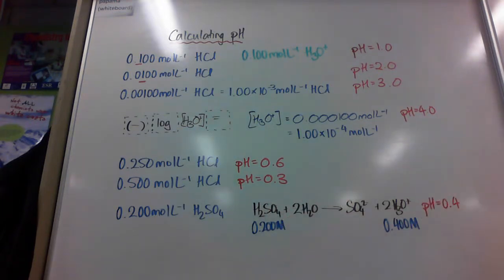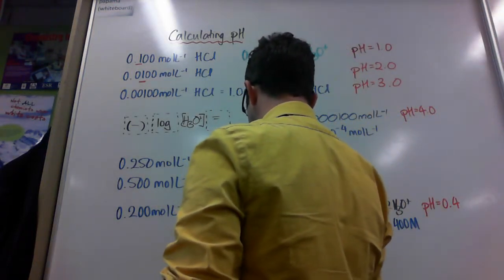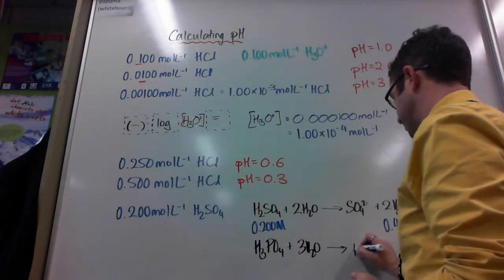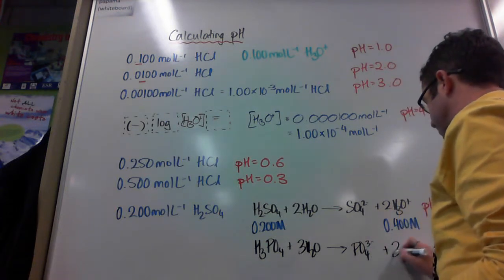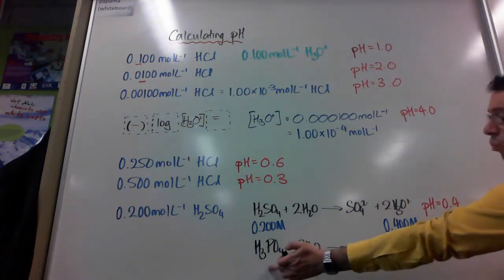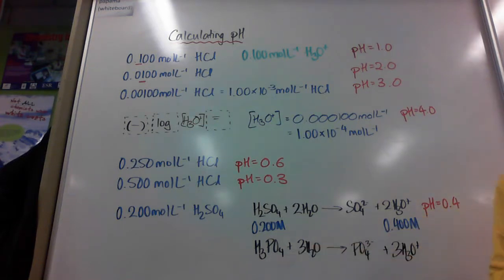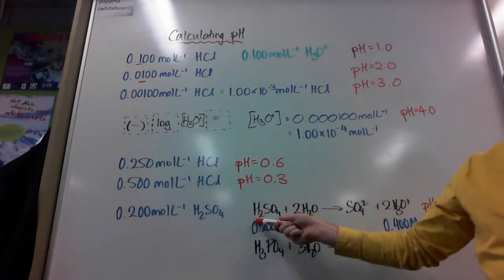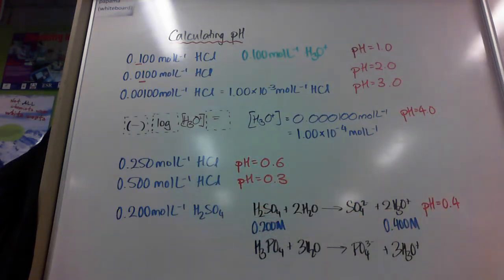So if it was phosphoric acid, H3PO4, then you'd have to triple it. Okay, because one of those makes 3 of those. If this was 0.2, then this would be 0.6. Okay, so just note, before you even do these questions, note how many hydrogens are in the acid first, because that's probably the biggest trap for people.